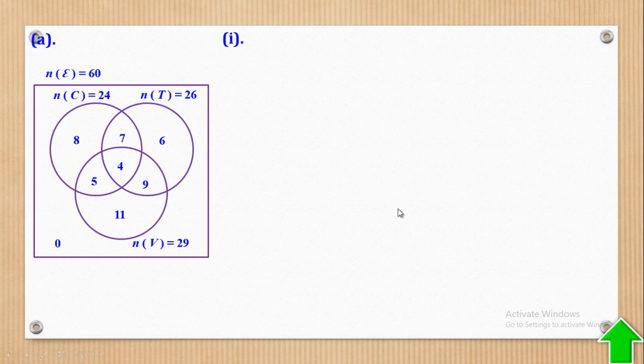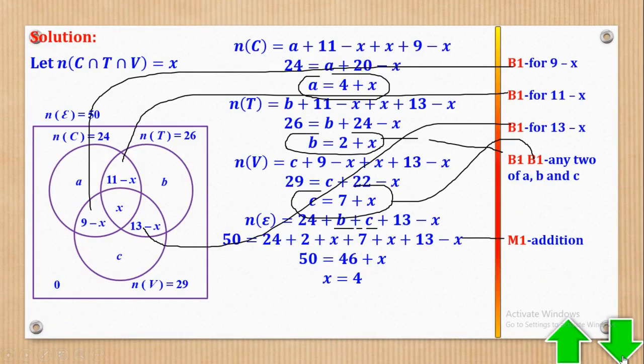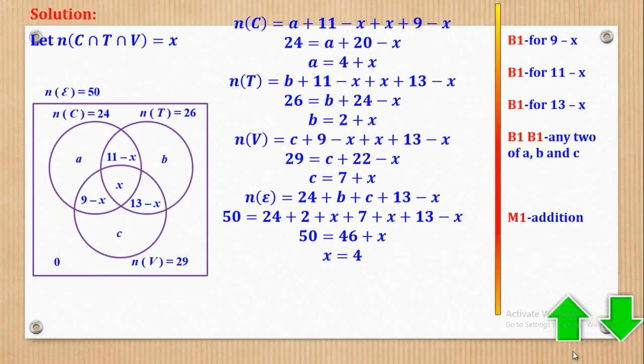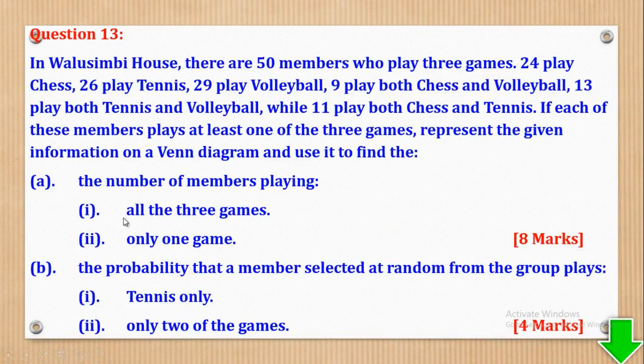So part A, let's first go back to part A and see what happened. Part A, Roman 1 wanted the number of members playing all the 3 games and those playing only 1 game. Then part B, they wanted the probability that a member selected plays tennis only and another one for only 2 games. So let's start with all the 3 games.